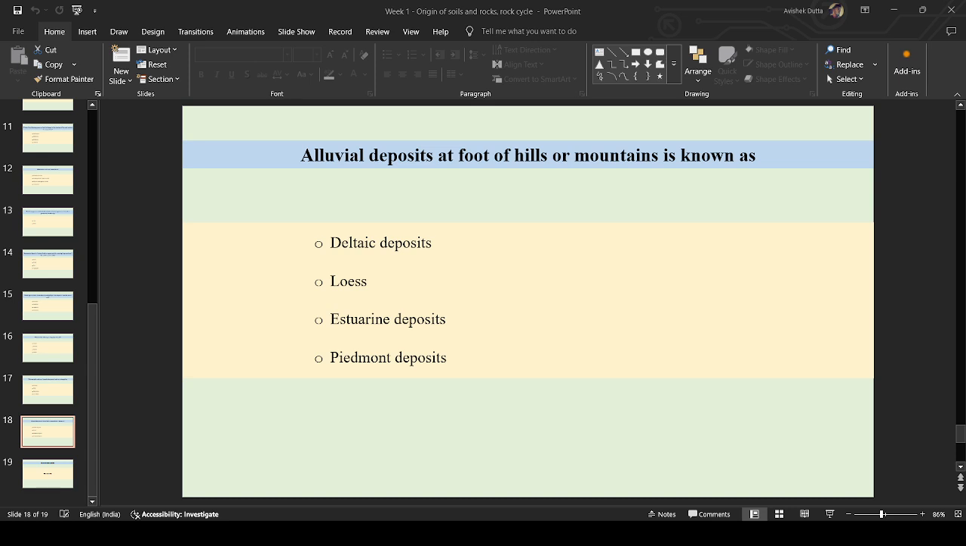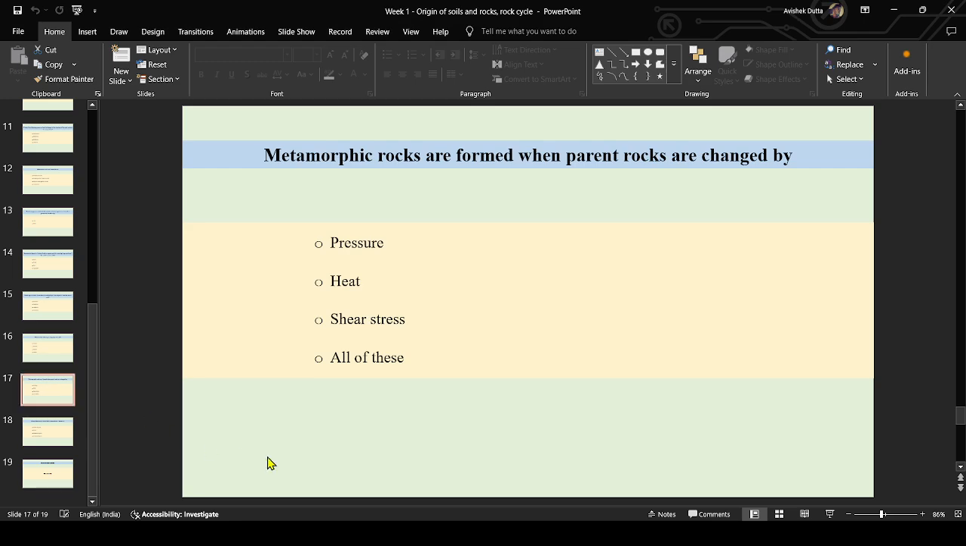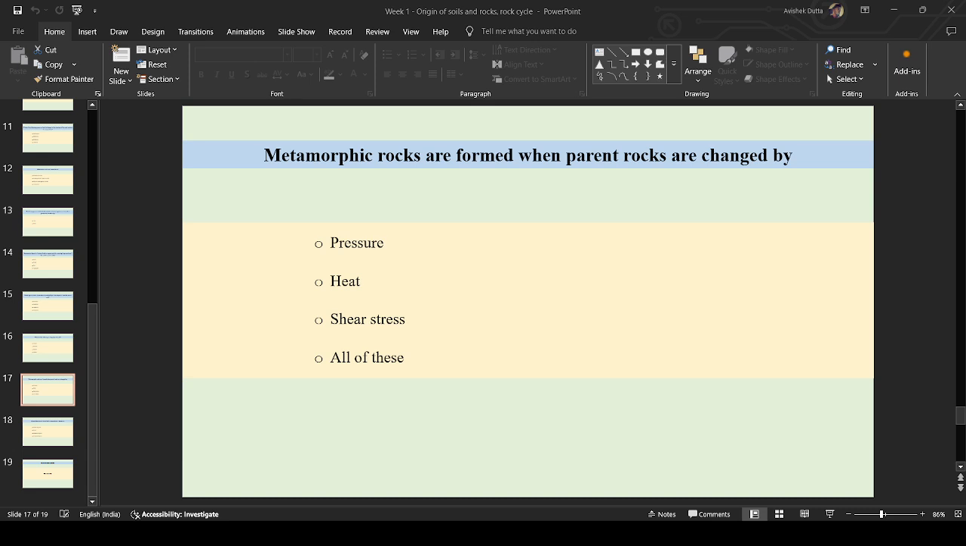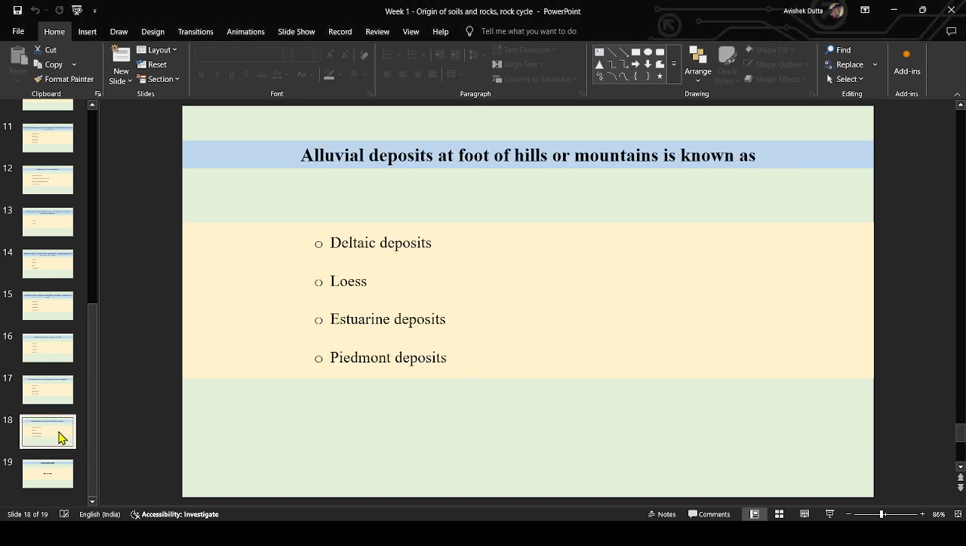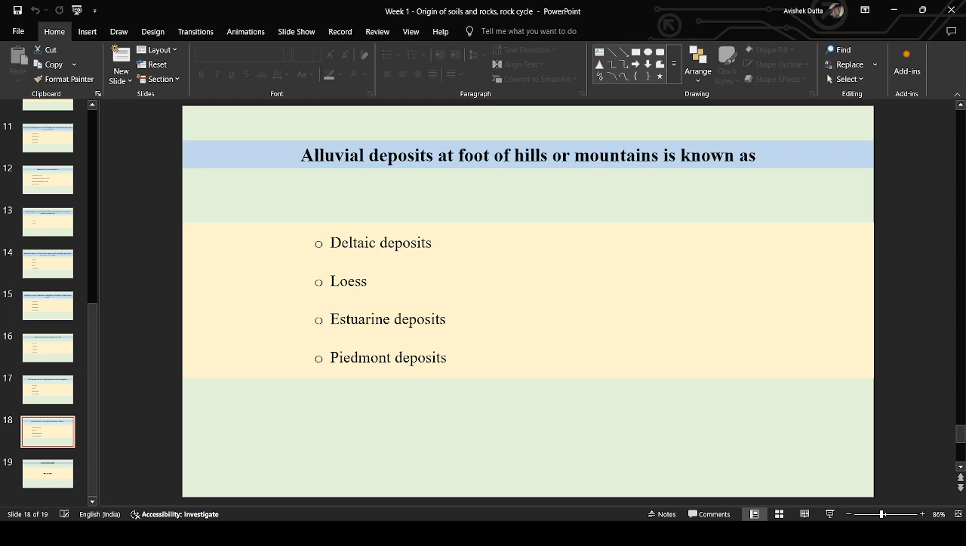Okay, so I guess the last question was: metamorphic rocks are formed when parent rocks are changed by pressure, heat, shear stress, or all of the above. The last question is: alluvial soil at foot of hills or mountains is known as. The options are deltaic deposits, loess, estuarine deposits, or piedmont deposits.